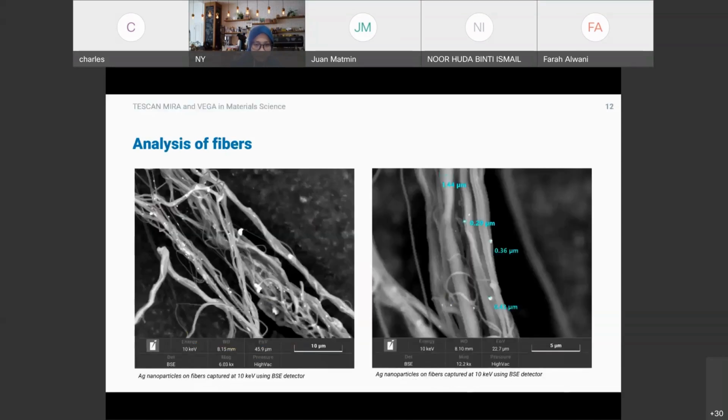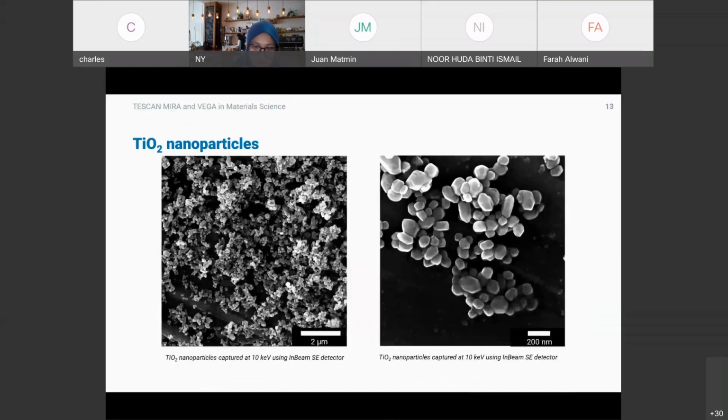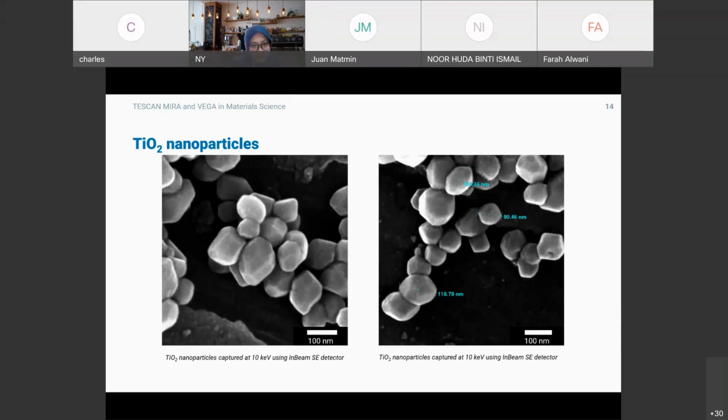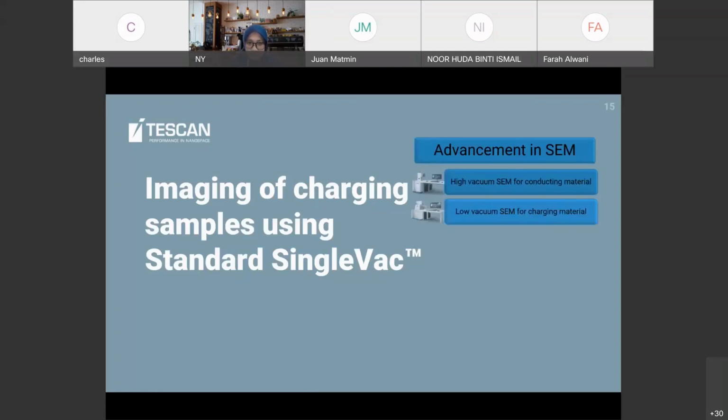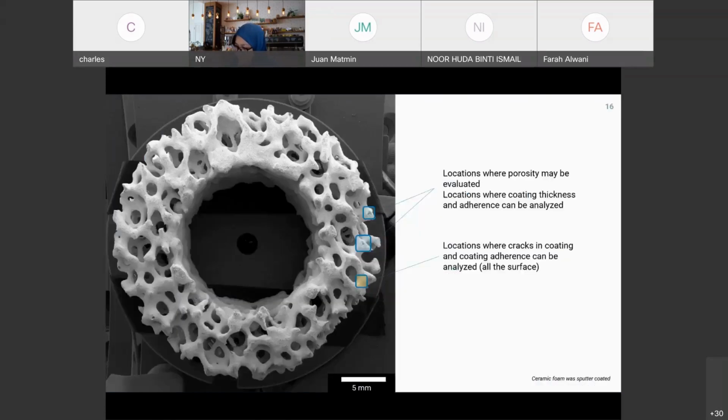Further, we have fibrous analysis, whereby we can determine the size, the diameter of the fibers. And then further on, we have high resolution imaging of titanium oxide nanoparticles. You can see that down to this kind of marker level, we can measure the size of them. This is achieved by high resolution SEM, which is still pretty common in SEM or FE-SEM. Now I'm going to talk further about low vacuum SEM. By default, SEM is under high vacuum.